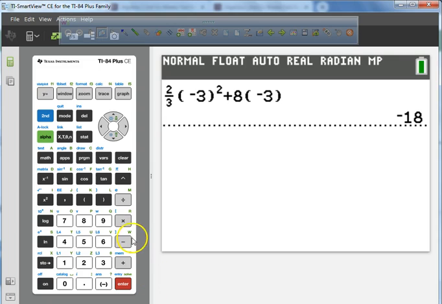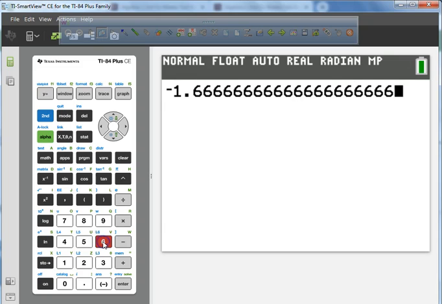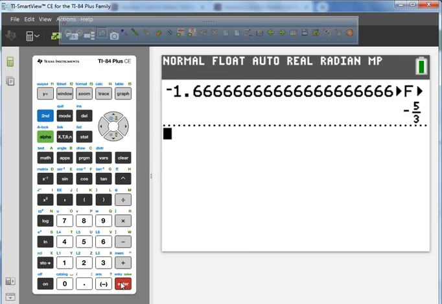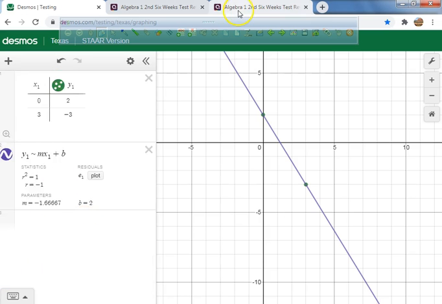Now, in a calculator, could you do the same thing? Absolutely. Check this out. I could do -1 point, and what do you have to do as a student? Just keep typing in 6 over and over and over again, quite a long time. Then you can hit the math button and change it to a fraction. It does the same thing. Are you going to be allowed to use this calculator on the test? Absolutely. Yes. Okay. Back to our 6 weeks test.